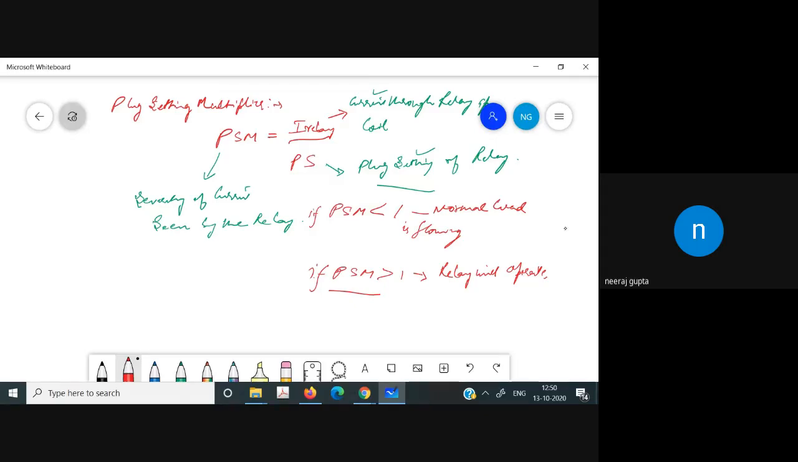So it means that I relay divided by the plug setting of the relay, whatever setting we have given for a particular current. And let us suppose that the current seen by the relay is greater than the plug setting desired. In that very case, the PSM is greater than 1, and as a result, it is a faulty condition. So it tells us about the severity of the fault.